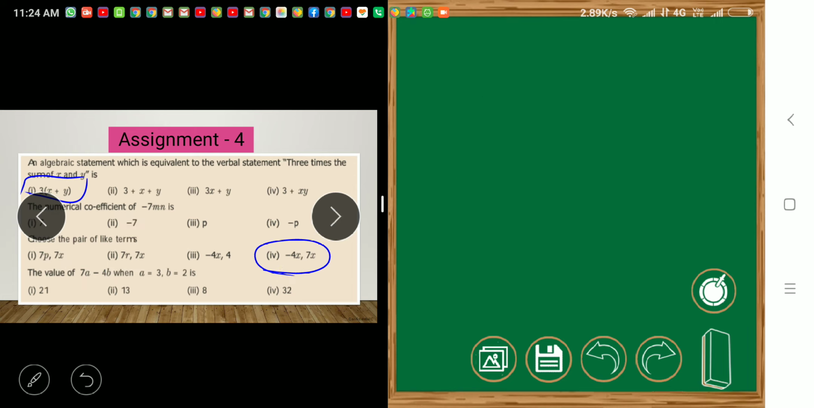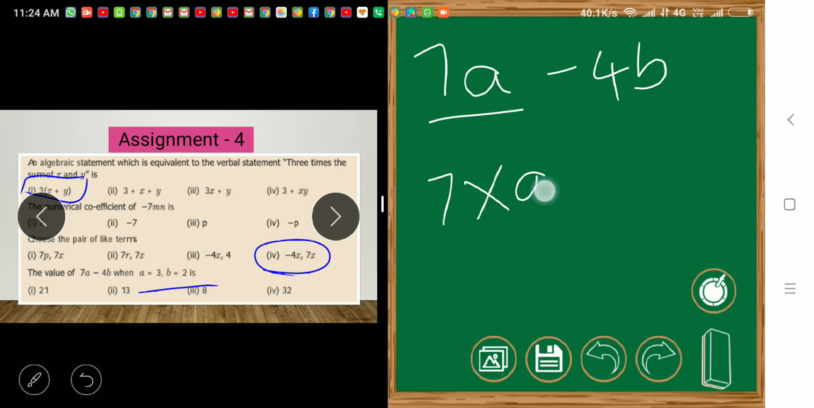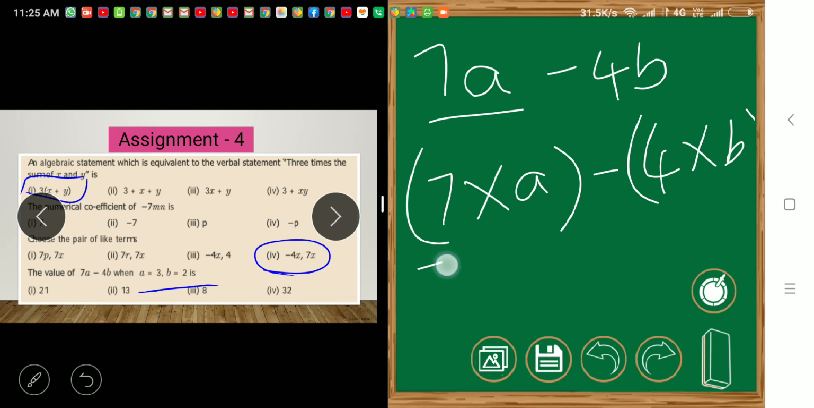Next one, value of 7a minus 4b. You need to find the value of 7a minus 4b, and the values of a and b are given. A value is 3, b value is 2. 7a is nothing but 7 into a, minus 4 into b. What is the value of a here? It is 3. And minus 4 into the value of b, which is 2.